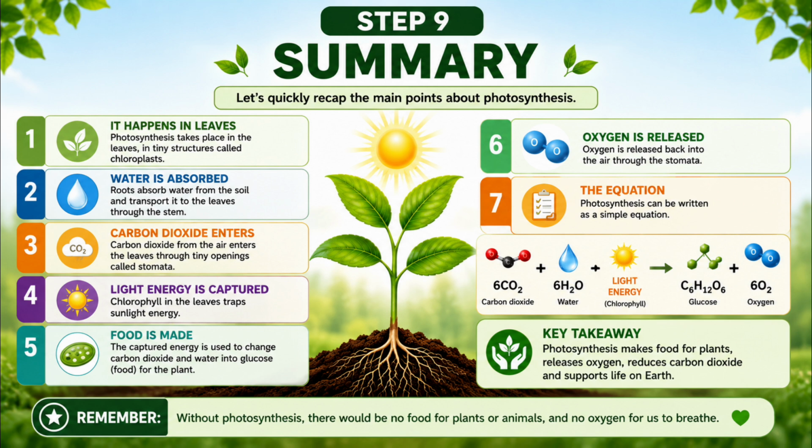The process can be summarized by the photosynthesis equation. 6CO2 plus 6H2O plus light energy right arrow C6H12O6 plus 6O2. The key idea to remember is that photosynthesis provides food for plants, releases oxygen for living organisms to breathe, removes carbon dioxide from the atmosphere, and helps support life on Earth. Remember, without photosynthesis, plants could not make their own food, animals would have no plants to eat, and there would be very little oxygen available for life.